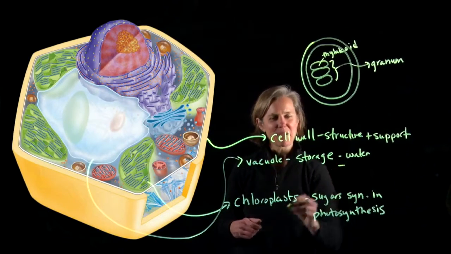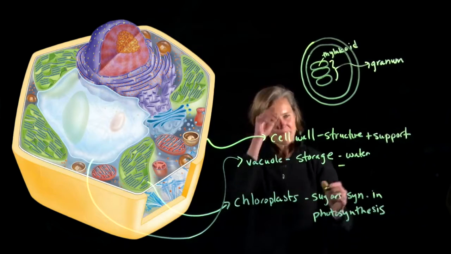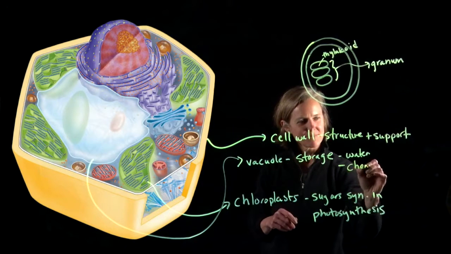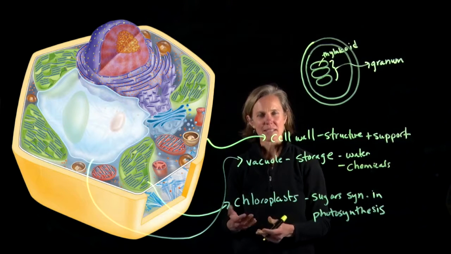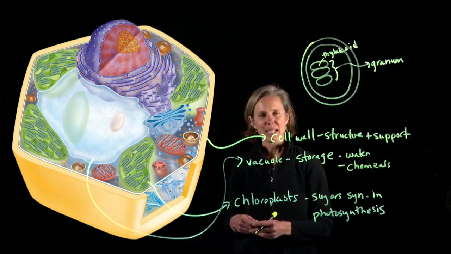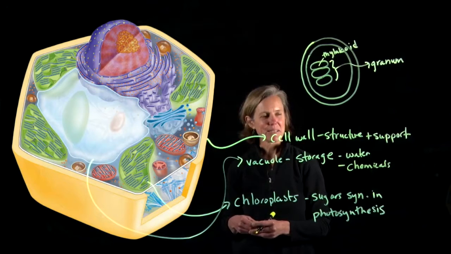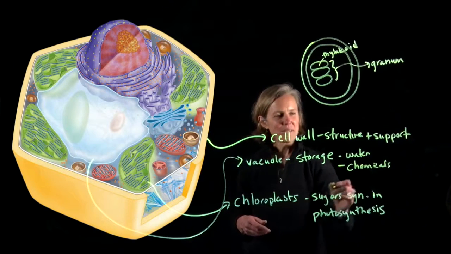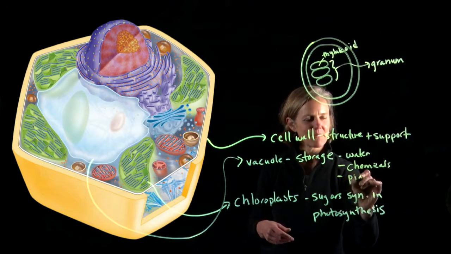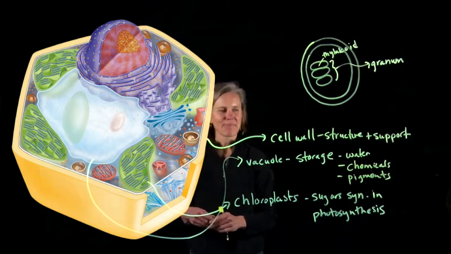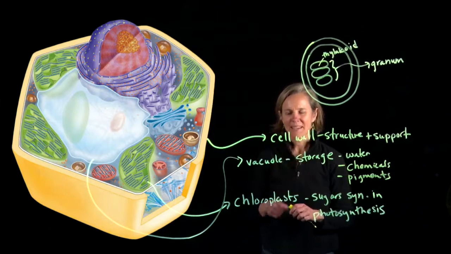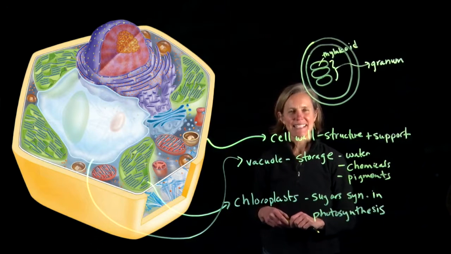The other things that you might find stored in a vacuole are chemicals, like caffeine, and also toxins that make plants toxic to some animals. And you also find pigments stored in vacuoles. So this is what makes your flowers nice and colorful.